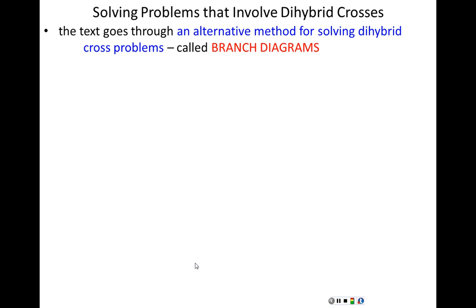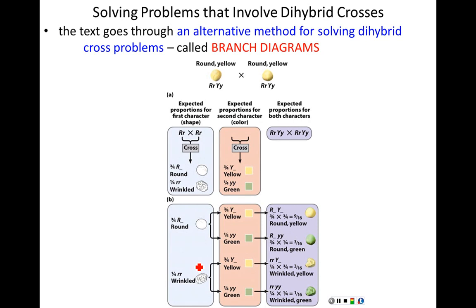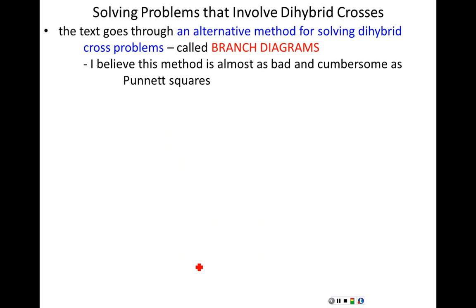Your textbook in this chapter goes through an alternative method for solving dihybrid cross problems. They're called branch diagrams. This is an example of a branch diagram. I'm going to be okay with branch diagrams. I've heard in the past that some high schools teach genetics with branch diagrams. I think that this method is almost as bad and almost as cumbersome as Punnett squares, especially when you get to the higher number of genes, like 3, 4, 5 gene crosses, the one we just did.